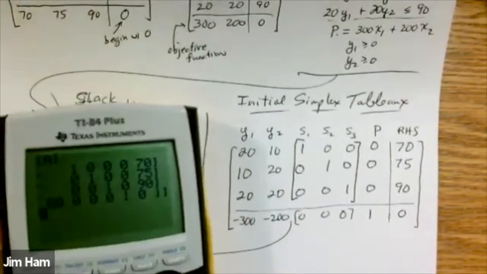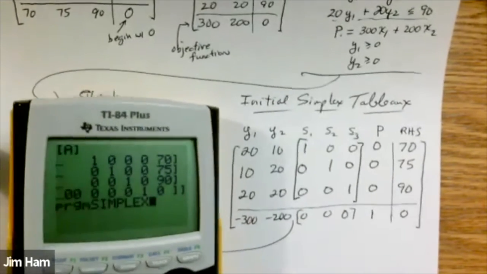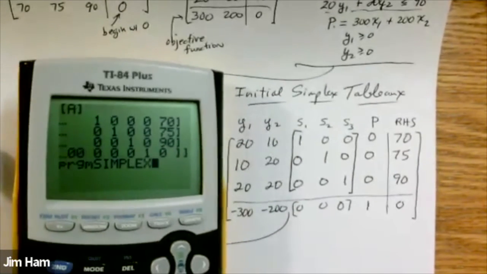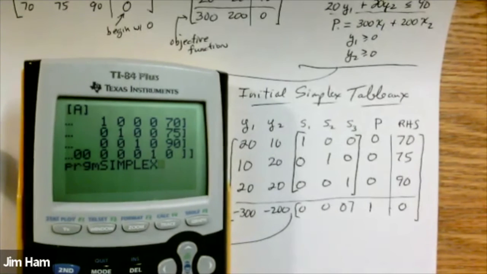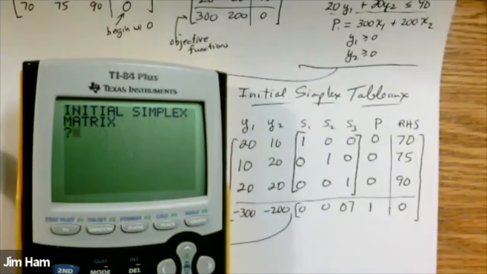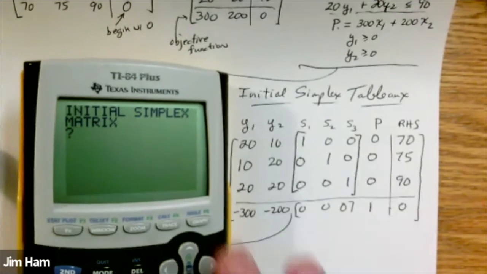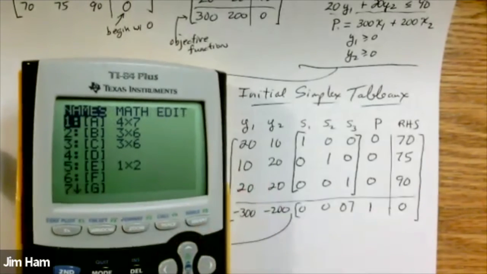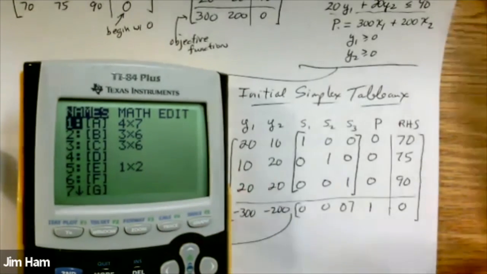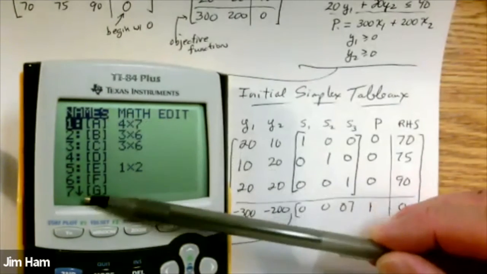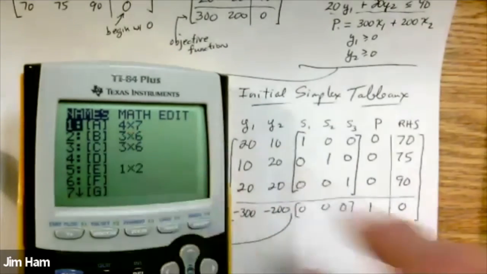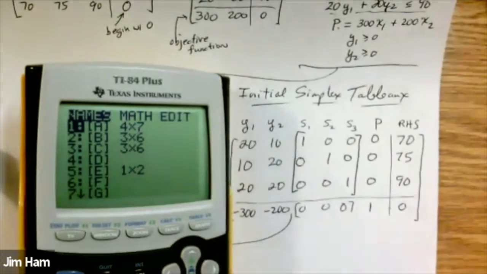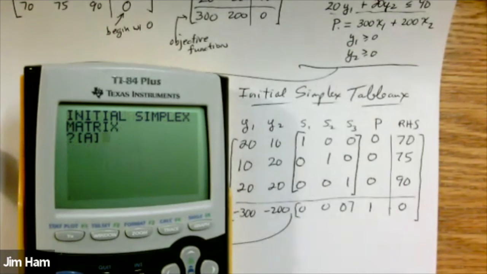Okay, now I'm going to run program simplex. Just remember that here is not where you enter the matrix. You have to hit enter first, and then it's going to ask you for the initial simplex matrix. That's when you go back into the matrix menu, and while you're in the column with names, just select option number 1. Notice that now matrix A is 4 by 7, the one you just entered. All right, I'm going to hit enter to get this working.